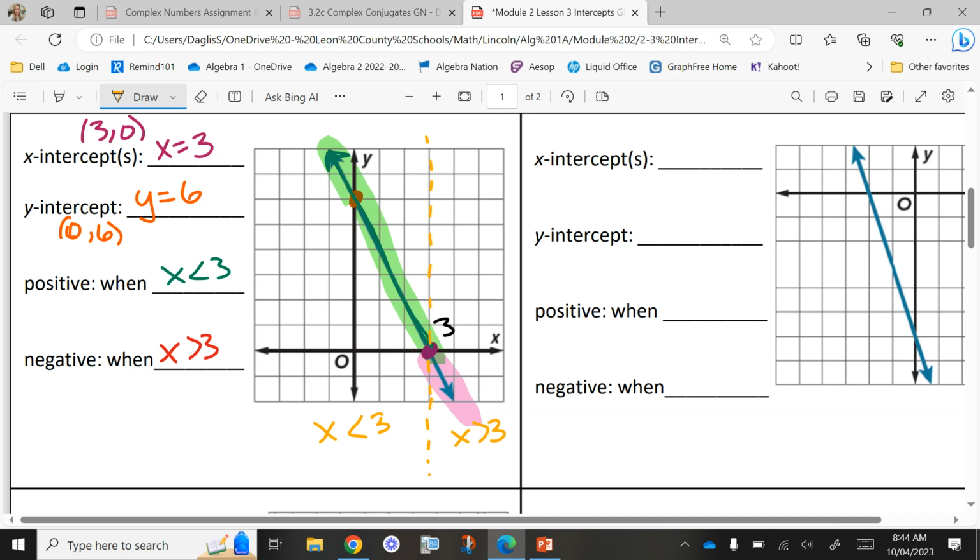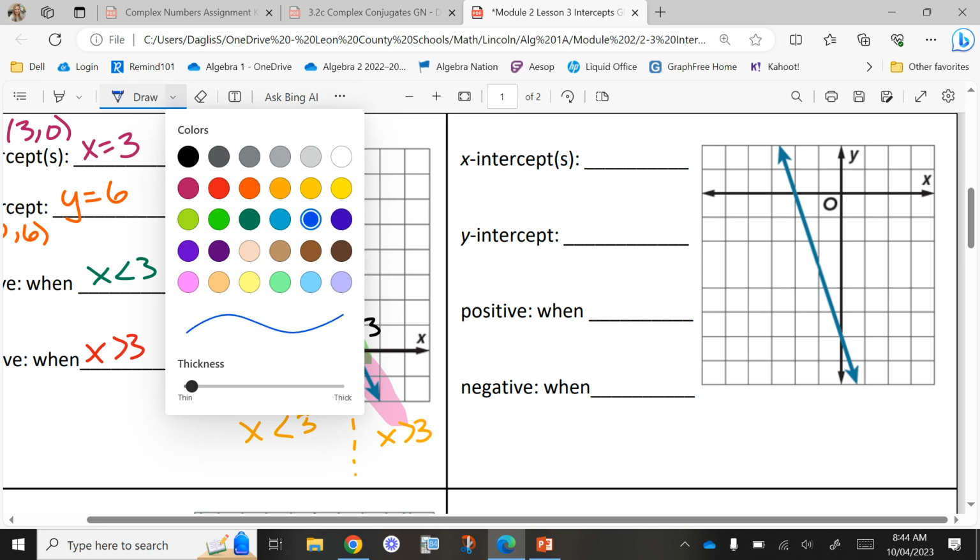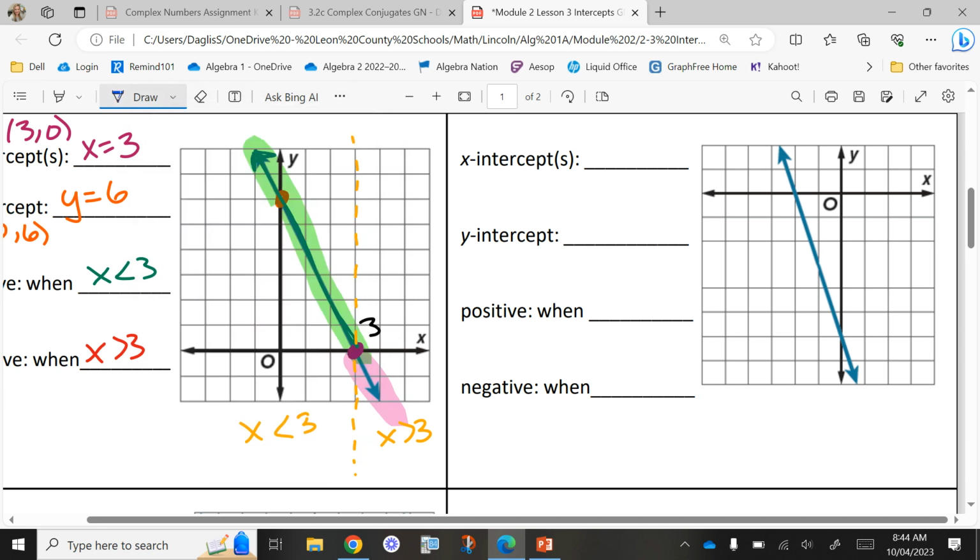Okay, we're going to do another line. So I come over here. Do I have an x-intercept over here? Does it cross the x-axis? Yeah, it looks like it's happening right here. What value is that? -2. So we have an x-intercept at -2, which you could also say -2, 0. It's the same thing.